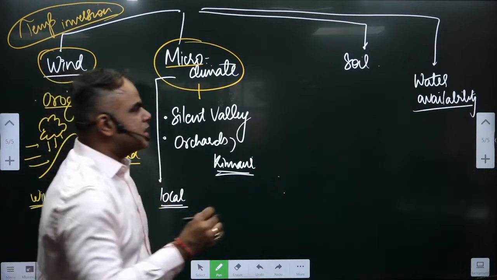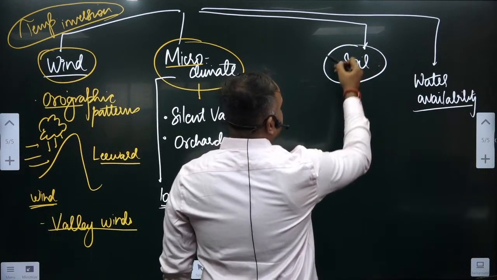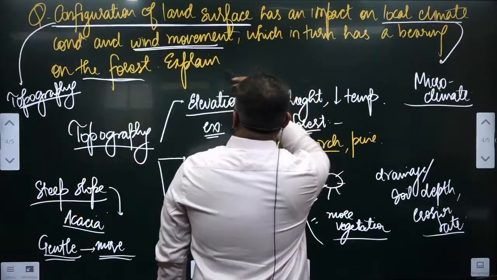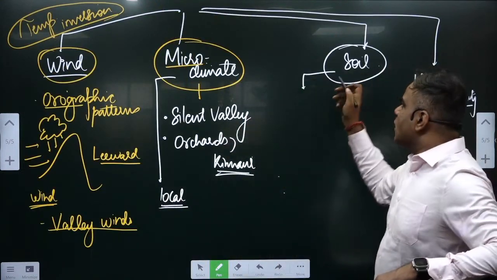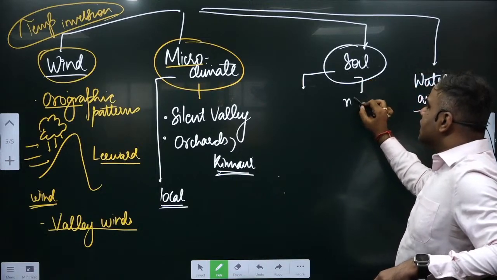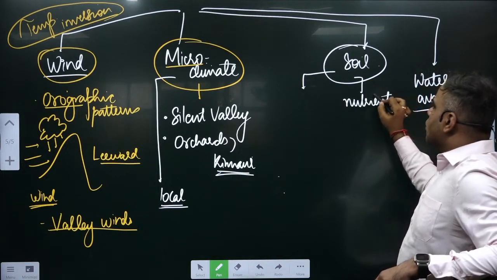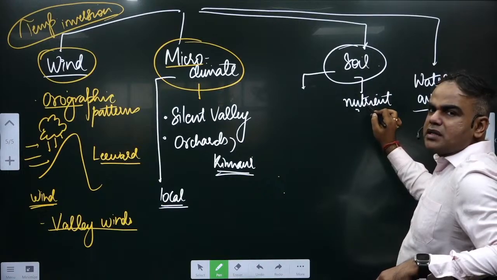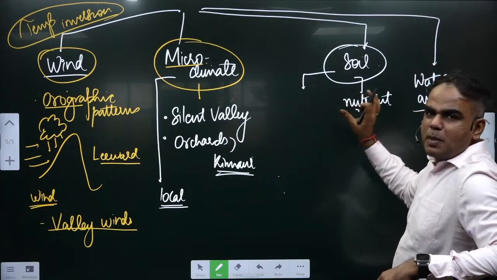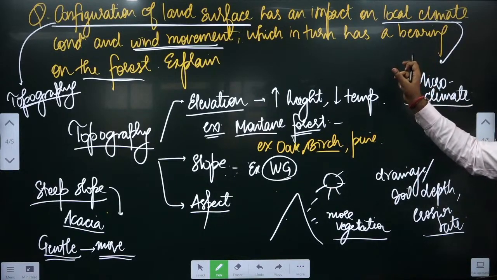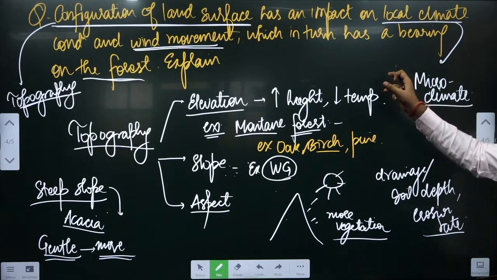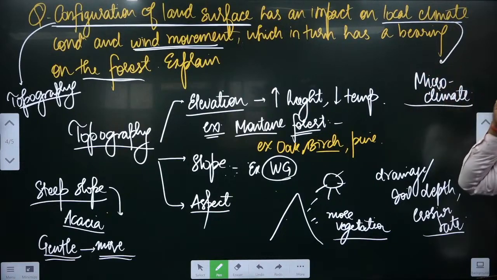This also happens. Other than that, the formation of soil is also determined by the configuration of land surface, okay. And when I say soil, the other related parts in terms of the quality of soil, the availability of nutrients in the soil, the depth of the soil, the drainage pattern, etc., is also going to be determined by the configuration of the land surface, okay. So this is something very important, right.